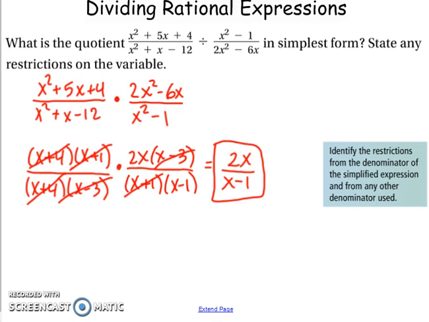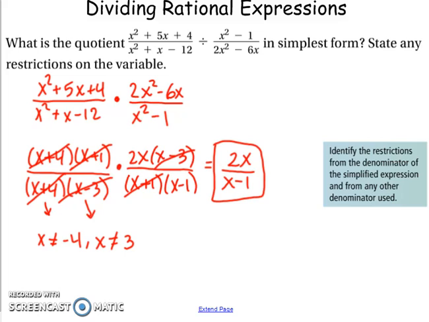The thing that's slightly different about the domain restrictions here is that you need to have a domain restriction on anything that is a denominator or that once was a denominator. So since the first fraction we kept the same, we're just going to take the denominators and set them to 0. So x cannot equal negative 4, and we'll take x minus 3, so x cannot equal 3.